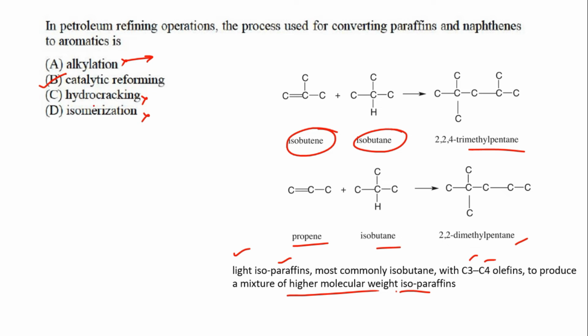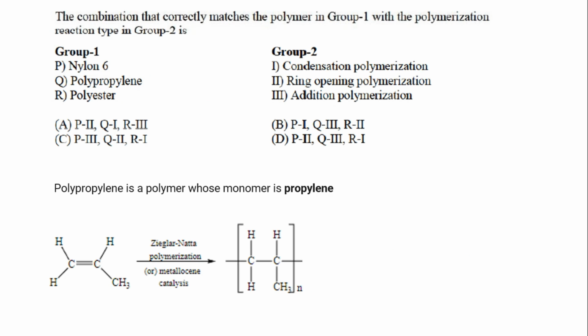Here the hydrocracking, we know that hydrocracking is mostly used to produce smaller molecular weight molecules, and the isomerization reaction is also used to produce higher octane number molecules. In the isomerization reaction, we never convert paraffins and naphthenes to aromatics. This catalytic reforming is the correct option.